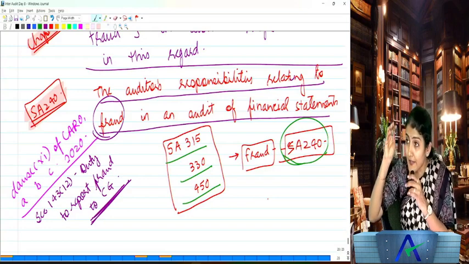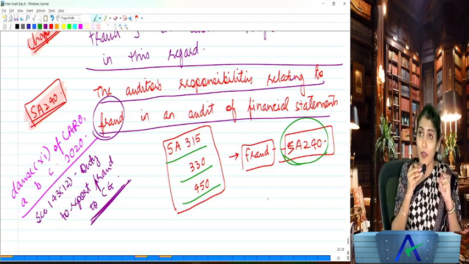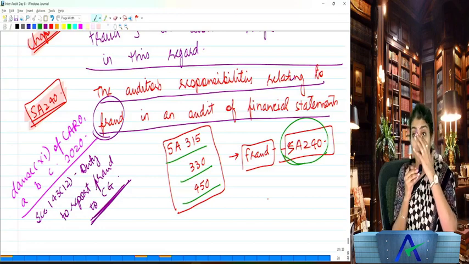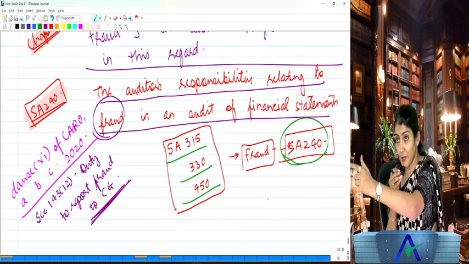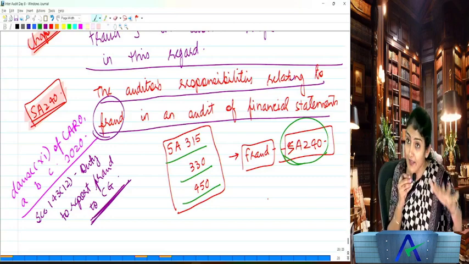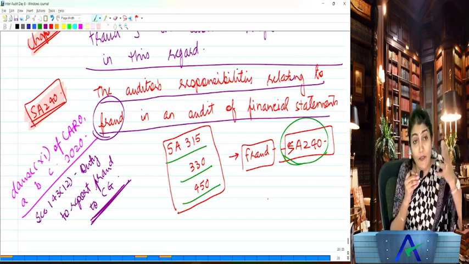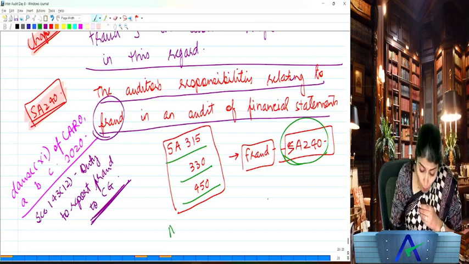What we are discussing in 240, is it covered in 315, 330, 450? Yes. In the Levi's outlet, are you getting Levi's jeans? Yes. But in Shoppers Stop also, are you getting Levi's jeans? Yes. So is it there in 315, 330, 450 also? Yes. 315, 330, 450 is wholesale. It is talking about all misstatements.